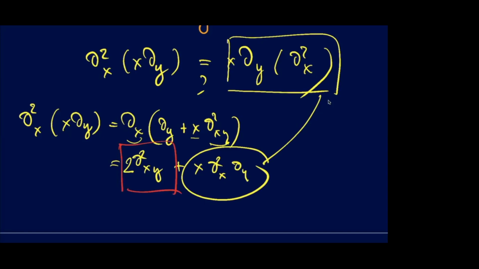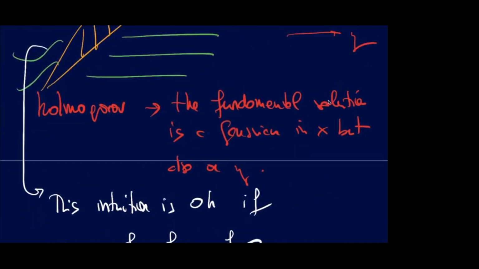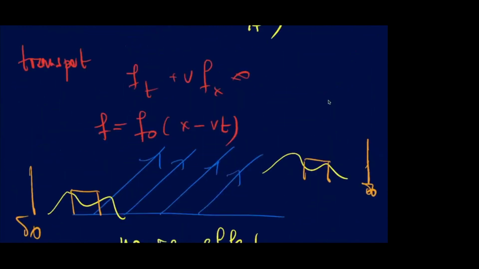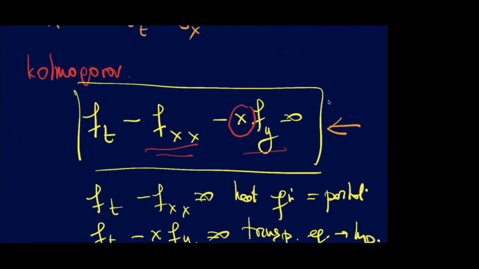Okay, so there is no commutativity, right? And the fact that there is no commutativity means that you win. And this is what Kolmogorov called, or maybe the terminology is due to Hormander, hypoellipticity, right?